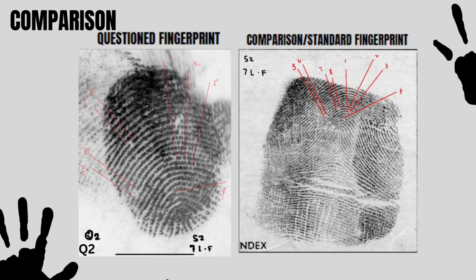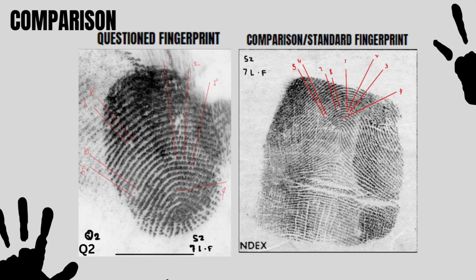After analysis, we will now move on to the comparison. As you can see on the screen, the question fingerprint and the comparison or the standard print have the same characteristics. Point 1 is located near the middle part of the finger and it is a short ridge. From point 1, moving right to the side is point 2, which is a dot. From point 2 going down, after counting one ridge, is where point 3 is located, and it is a dot. From point 3 going down after 3 ridges is point 4, which is an ending ridge.